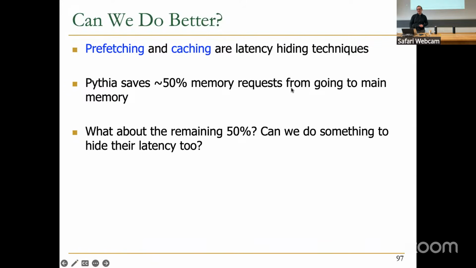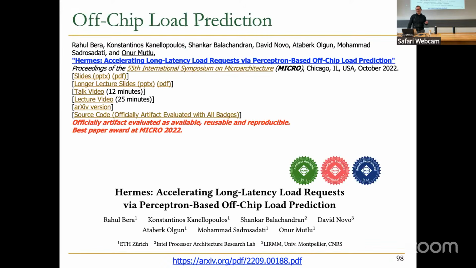Essentially, you have prefetching and caching. They're commonly used latency hiding techniques. With Pythia, we have observed that 50% of the memory requests are saved from going to main memory. What about the remaining parts? Can you do something about them? Of course, you can develop better prefetching algorithms, or make Pythia better, augment it with different things, have hybrid prefetchers. But here, the idea was a little bit different: off-chip load prediction.